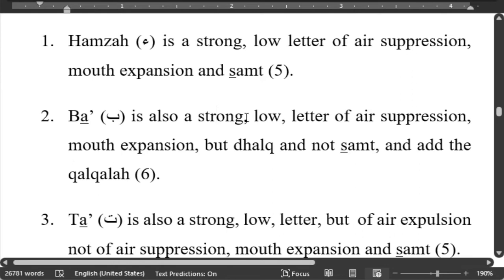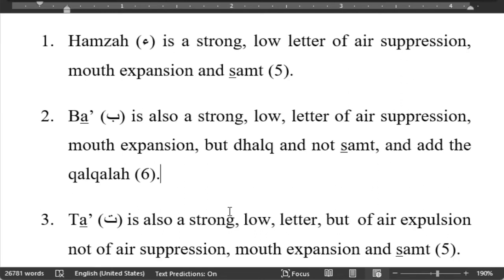Ba is also a strong low letter of air suppression and mouth expansion. But it's a letter of dhalq. That means it's on the edge of the exit. It's an edgy letter or an edge letter if you want. So you say ba, ba. So if you're on the edge, imagine yourself being on the edge of something. You're on the edge of a cliff. Whoa, that's the edge there. So the ba is from the edge. Ba. And there's other letters that come from the edge also. We're going to see them now, inshallah, but review them.